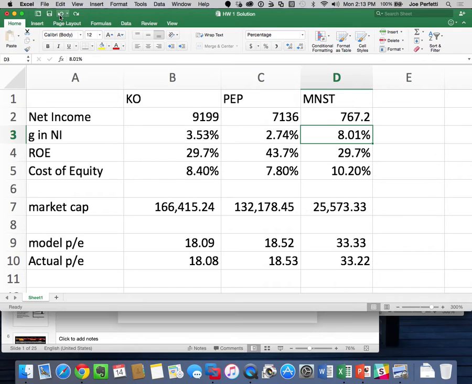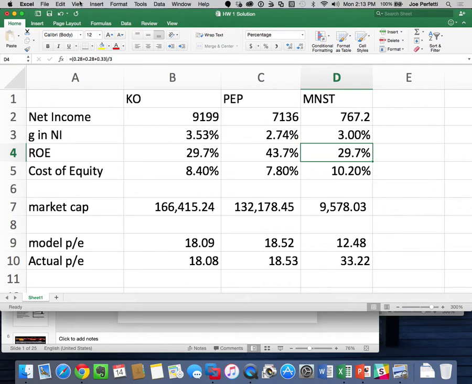Basically, 8% growth, and Monster's not going to maintain a PE of 33 because eventually they're going to look more like Coke and Pepsi, and their multiple, when they start looking like Coke and Pepsi, is going to come down, right? And so that's what we have to understand about multiples, not just average them out, and that's what everybody's going to trade at. That's just a very naive approach to multiples.